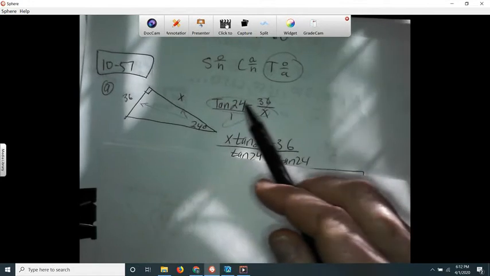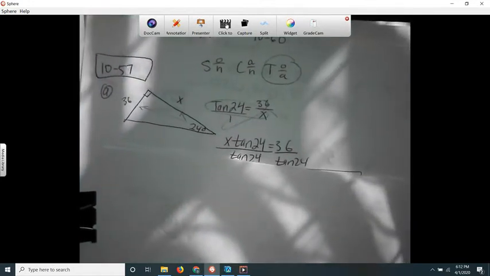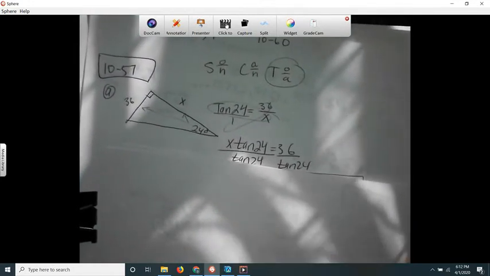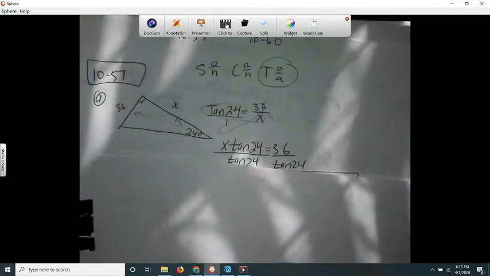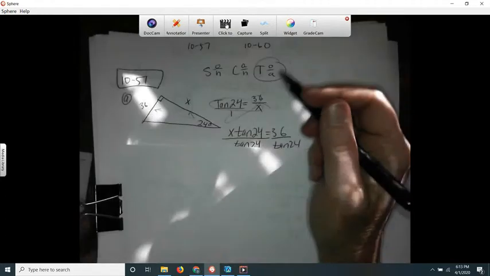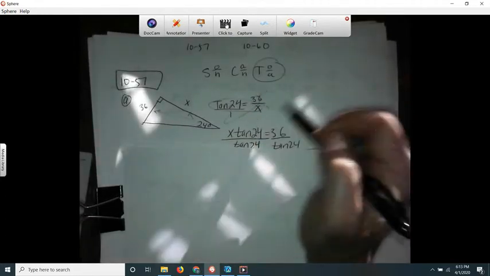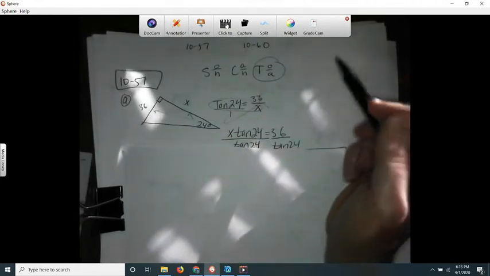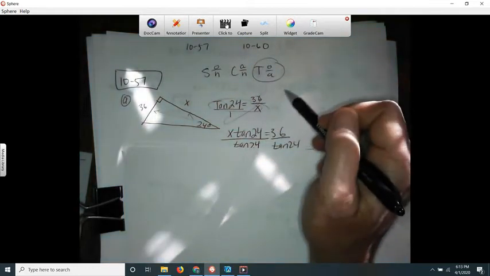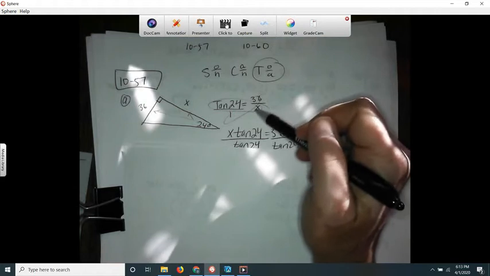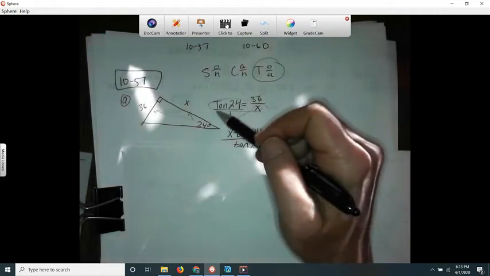Some people just get a little carried away and they just say, oh, that's going to be 36 times tangent 24. But you have to get x by itself using legitimate algebra moves. So you could either multiply both sides by x to rid yourself of that denominator, or you can use cross products. I like to use cross products.